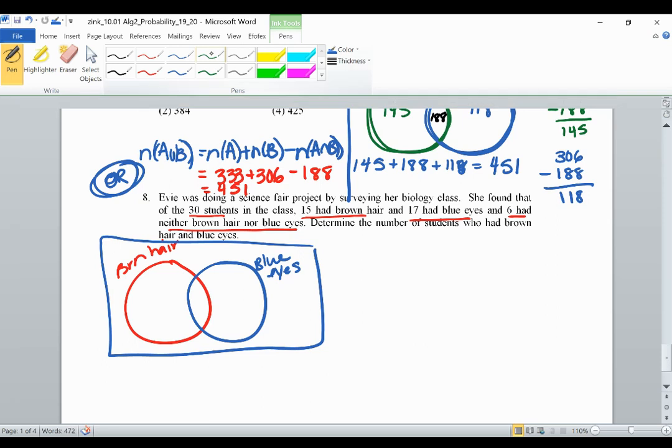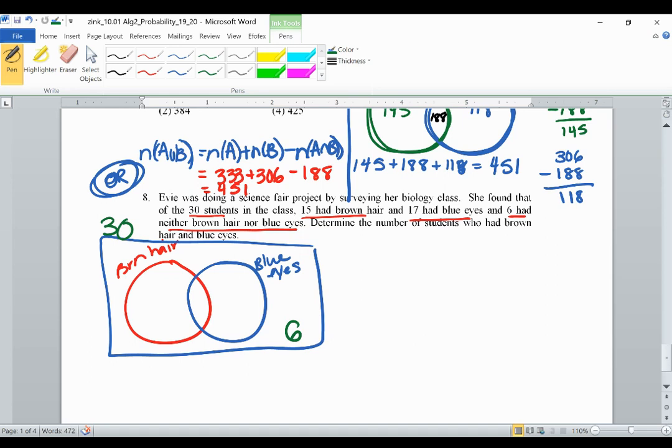I especially want to do that because I see that it says 6 had neither brown hair nor blue eyes. So that's not going to go in either circle. I'm just going to put this out into my box in my sample space. I know that there's a total of 30 students in the class. I'm just going to write that at the top of my box because all these numbers added together inside the rectangle have to add to 30.